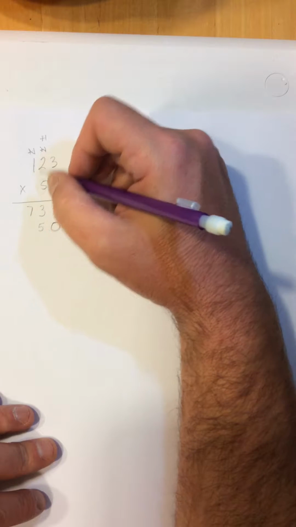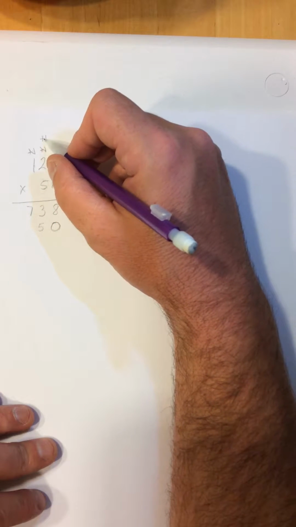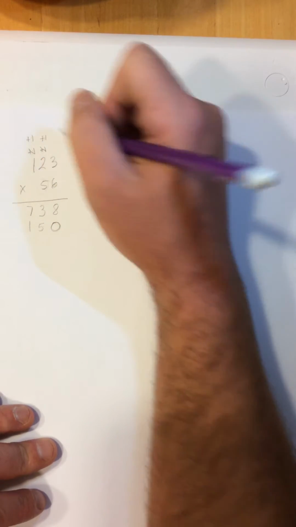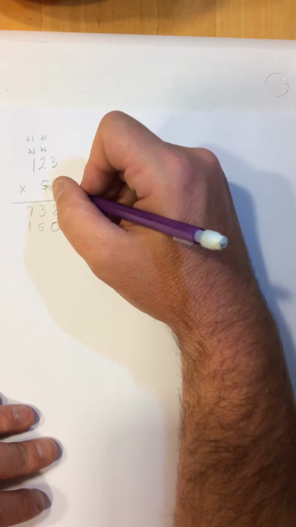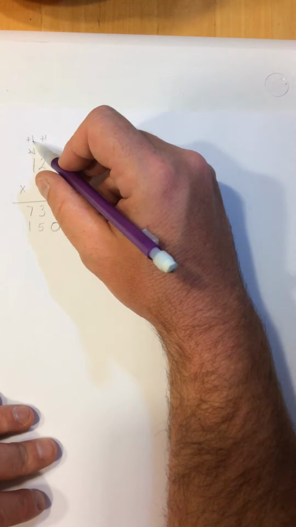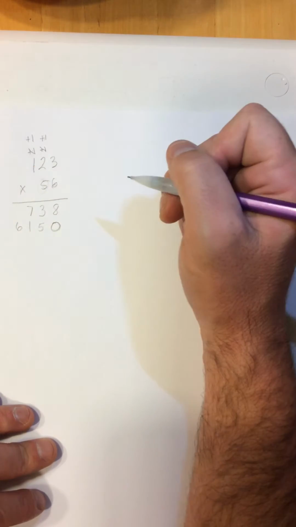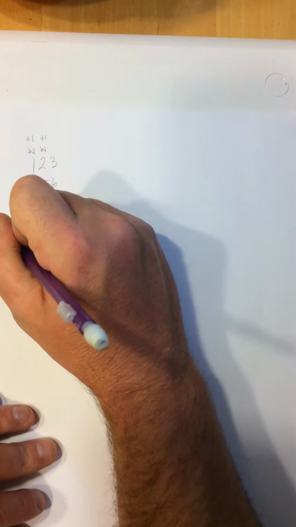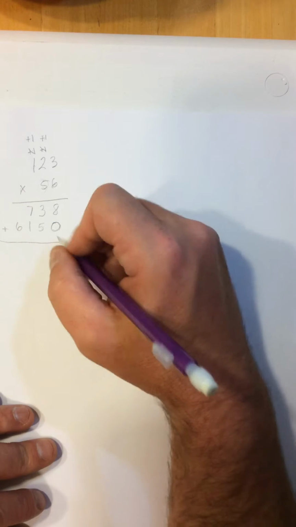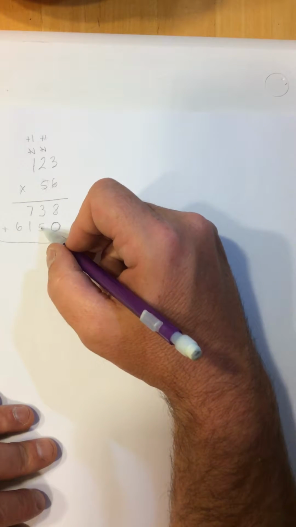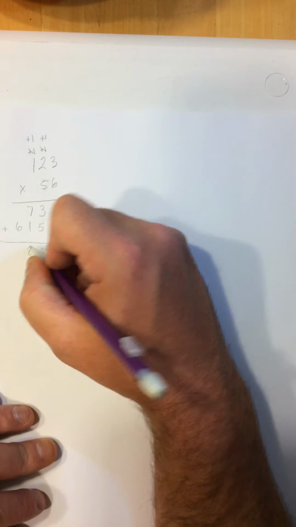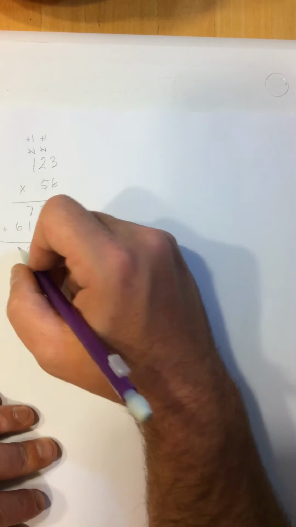Then I'm going to multiply 5 times 2 for 10. I'm going to add my regrouping, which is going to give me 11, and I have to put my regroup up top. Then I'm going to multiply 5 times my hundreds place, so 5 times 1 plus 1 more is going to be 6. Then I'm going to add these numbers together. So 8 plus 0 is 8, 3 plus 5 is 8, 7 plus 1 is 8, and 6 plus nothing is 6.